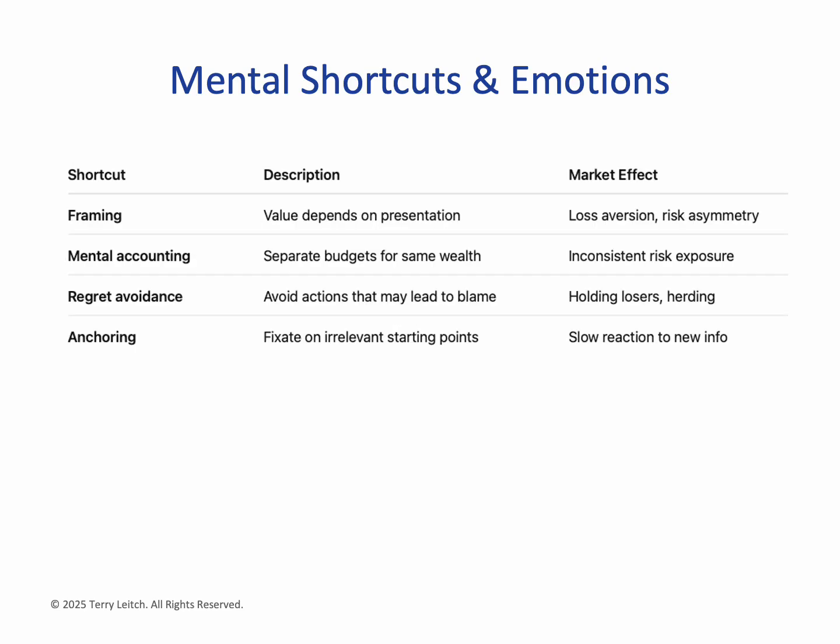So this is a good summary of shortcut framing. Market effect is loss aversion. Mental accounting, inconsistent risk exposure. Regret avoidance, holding losers, herding. Anchoring. And people do this in all kinds of places. Anchoring comes in, and you see a lot of companies make these decisions.